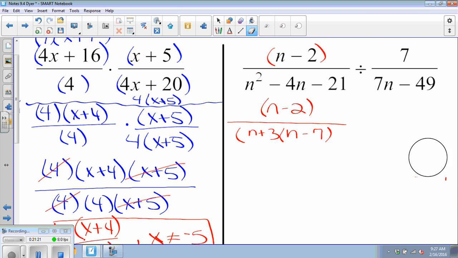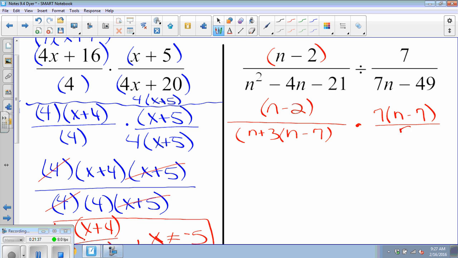And so I'm going to erase this real quick. All right. So then I have to change it to multiplication, and then I have to flip that second one. When I flip the second one, 7n minus 49, I'm going to factor out a 7, and that's going to leave me with n minus 7 over 7. So now everything's multiplied. I have n minus 2 times 7 times n minus 7, and on the bottom, I have n plus 3 times n minus 7 times 7.